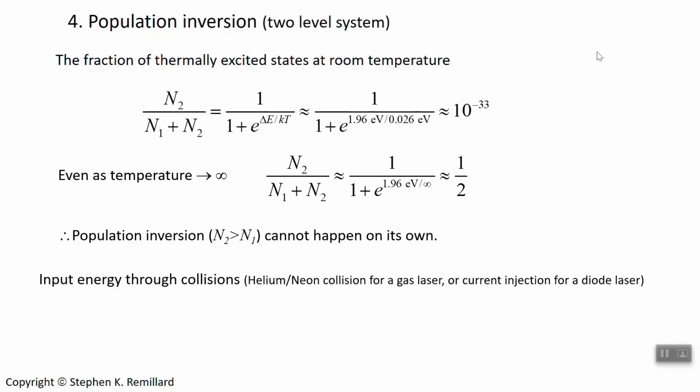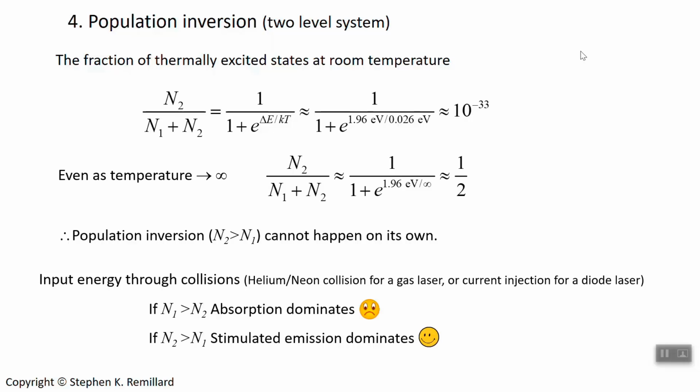So we have to input energy, and it can be input through collisions. In a gas laser, collisions with other atoms. Like in a helium-neon laser, helium atoms collide with neon atoms to get the neon atoms excited. In the case of a diode laser, you have current injection, so impact ionization from injected current.